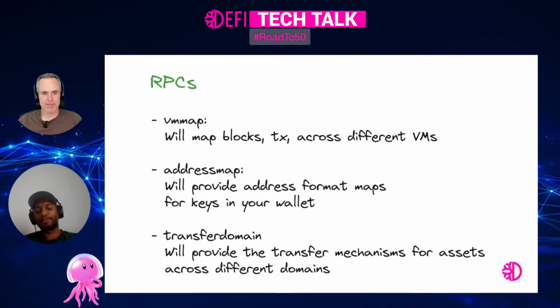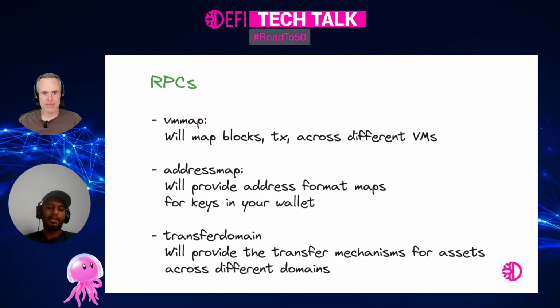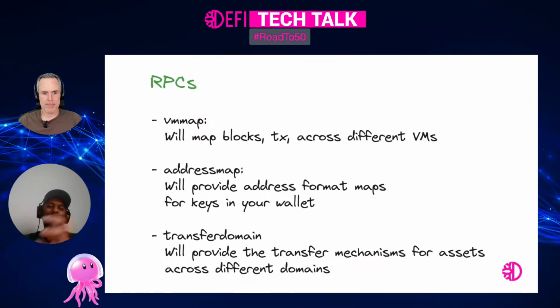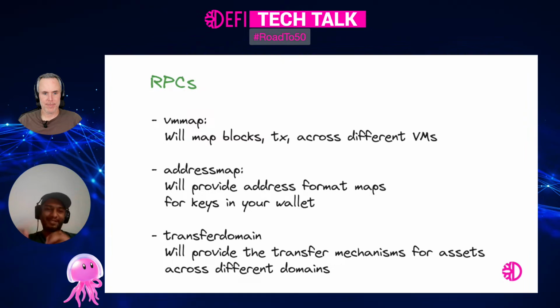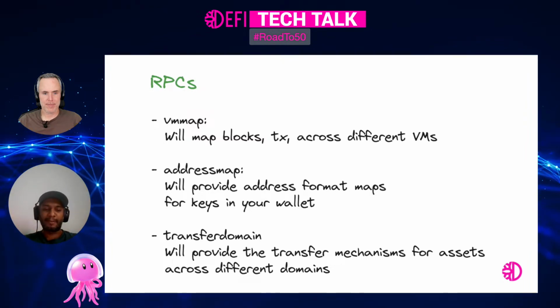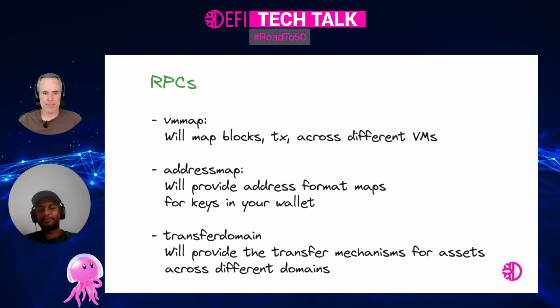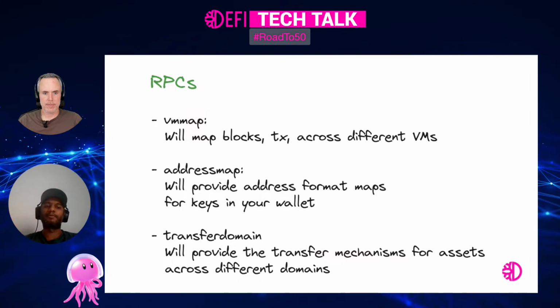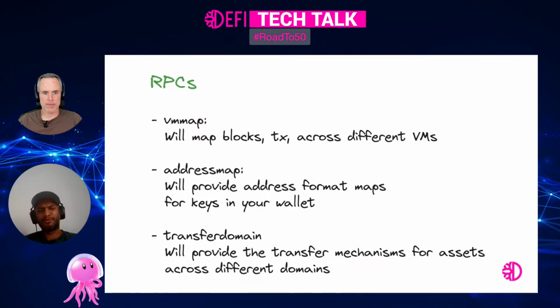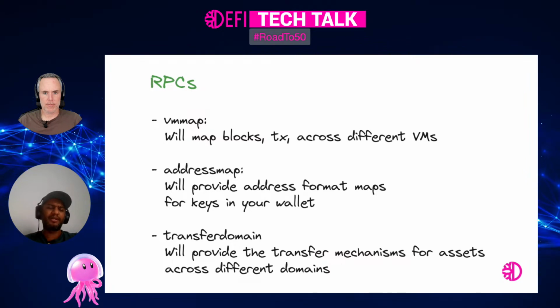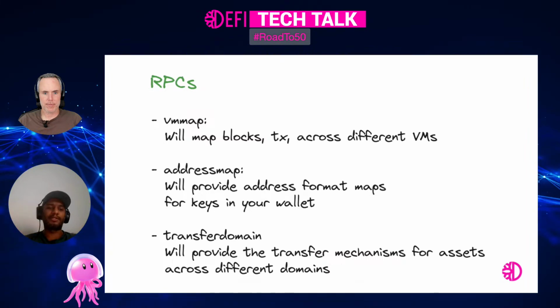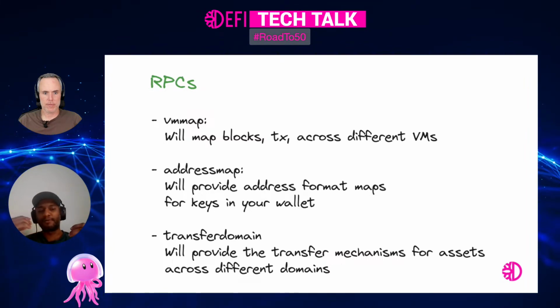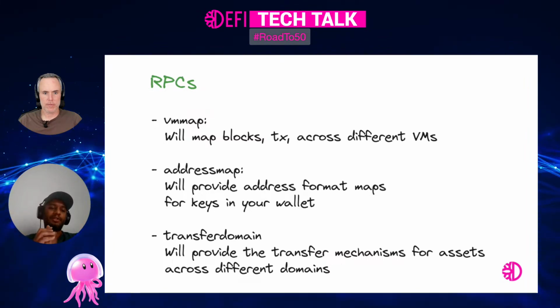Then transfer domain. Transfer domain is one of the key ones. This is basically the one mechanism where you go across different islands, which is EVM, DVM. So transfer domain is an RPC on this side. Light Wallet will also add support for VMMap. I don't think it really is required, but transfer domain is the key one. And for address maps, Light Wallet is going to have support for EVM, all of that as well.